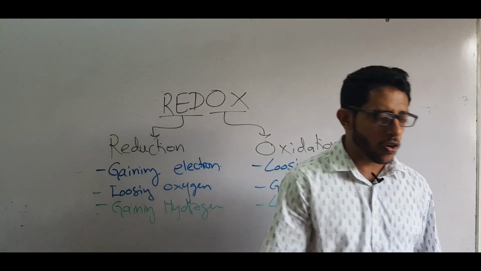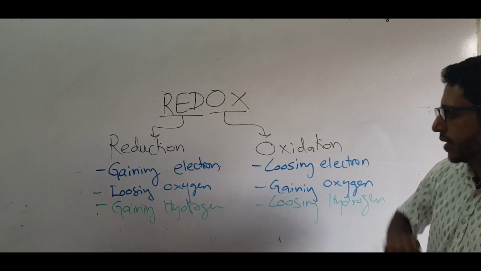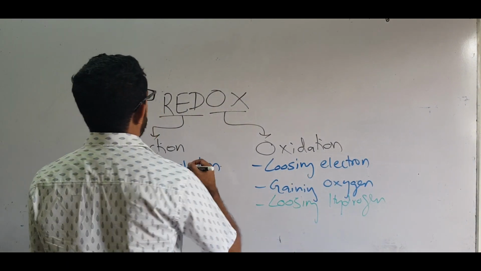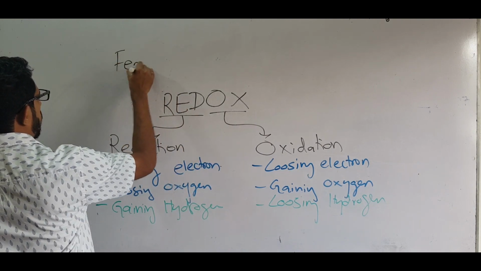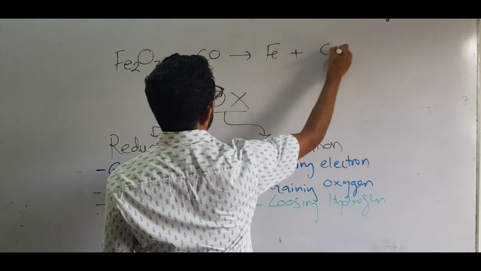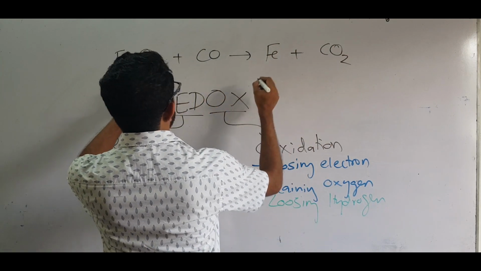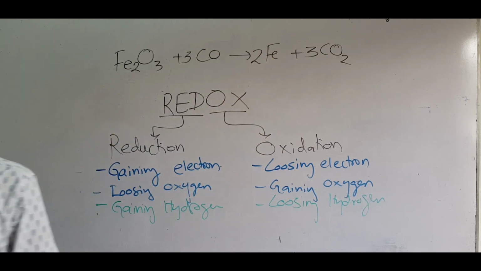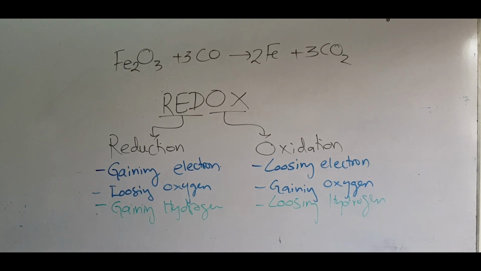So reduction and oxidation, simply we say like this, and if you take a very common example, I am writing it over here. Let us say Fe2O3 reacts with carbon monoxide to give Fe and carbon dioxide. This is a reaction that normally takes place inside a blast furnace to prepare iron. So this is a redox reaction. It's a very common reaction that we have always written many times during O levels as well as A levels.